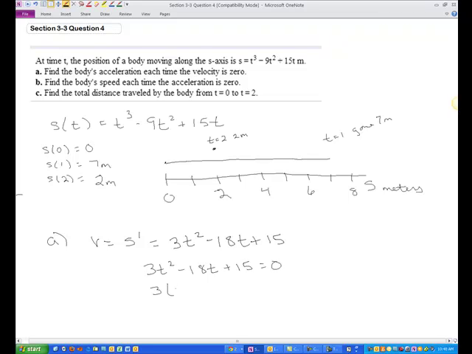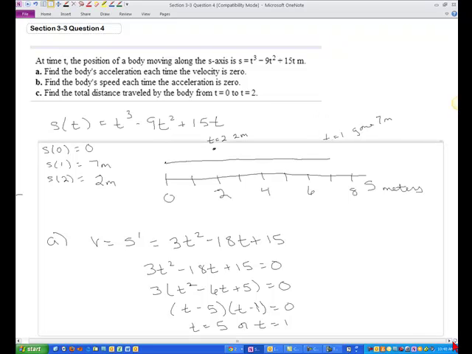So I can factor a 3 out. I get 3 times (t squared minus 6t plus 5) equals 0. And this one factors nicely as (t minus 5) times (t minus 1). And so you get either t equals 5 or t equals 1. Those are the places when the velocity equals 0.